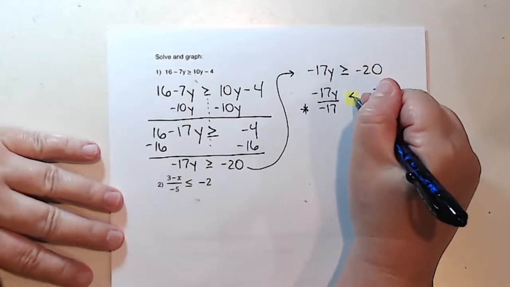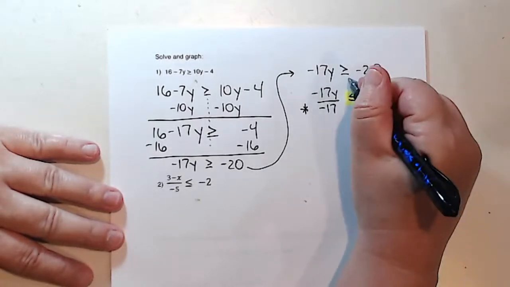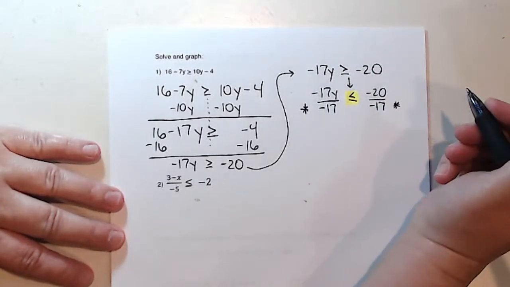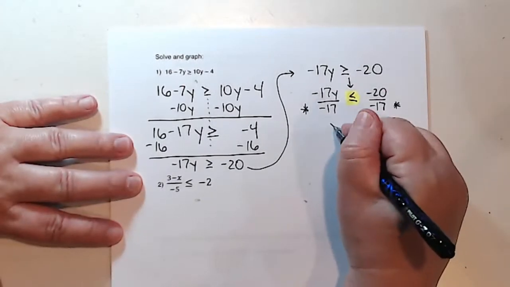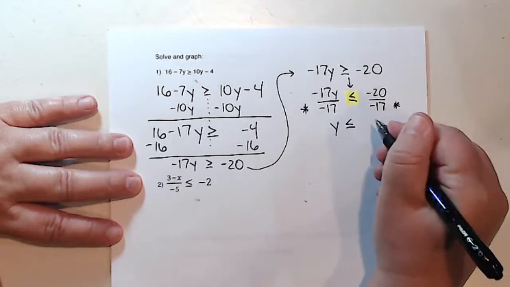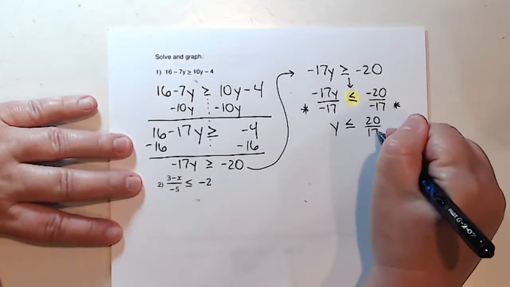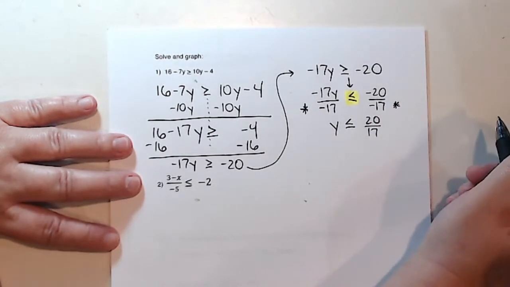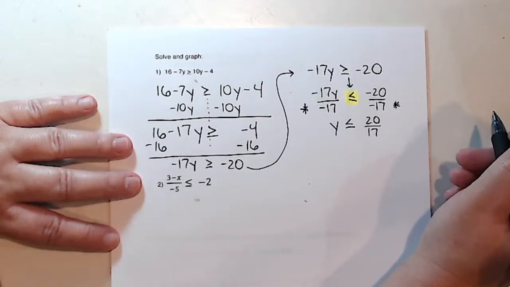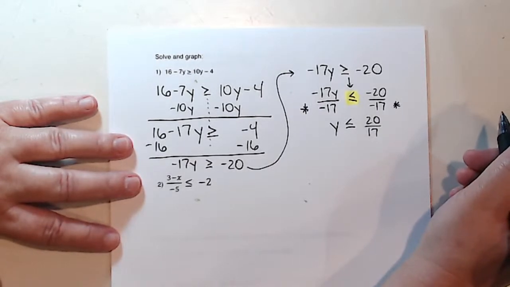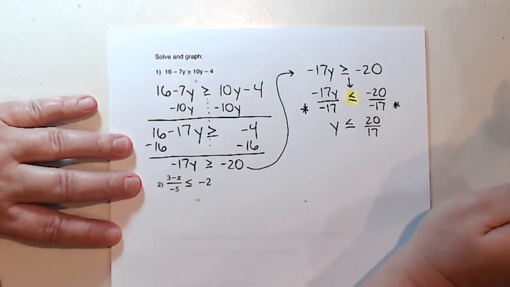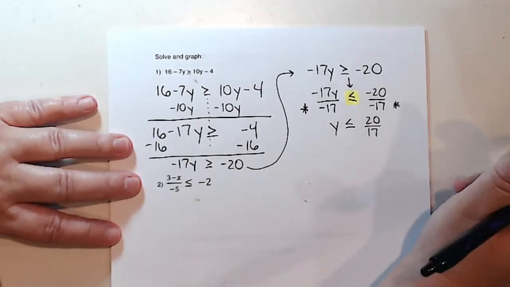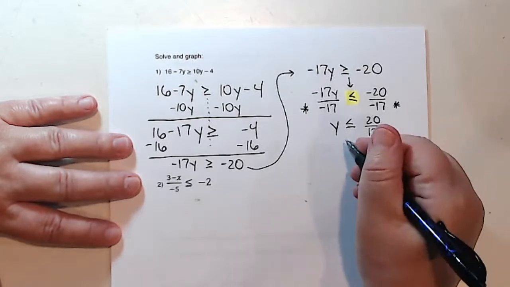The inequality flips. When you divide by a negative number or multiply by a negative number, the inequality flips around and we get something horrible. Y is less than or equal to 20/17. Isn't that lovely? As mathematicians, though, we are not scared of any numbers, even 17ths. I don't know how you would divide something into 17 pieces, but we've got a whole thing and 3 extras.